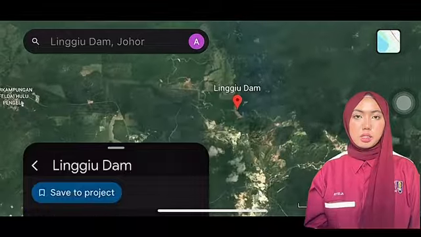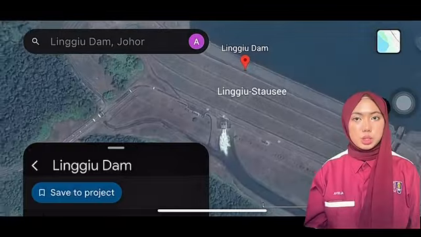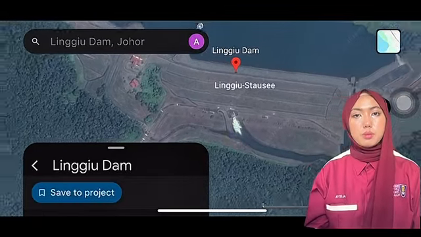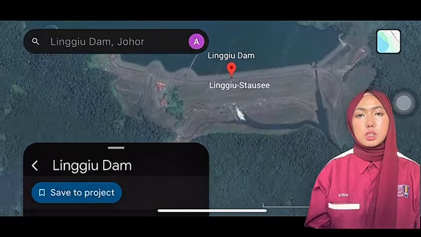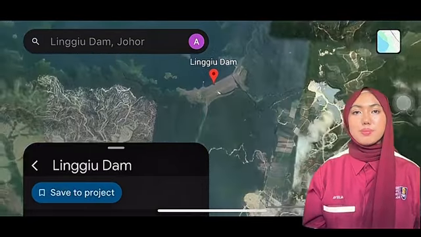The dam helps regulate the flow of the Johor River to ensure a consistent volume of raw water available at the intake points, especially during the dry season.